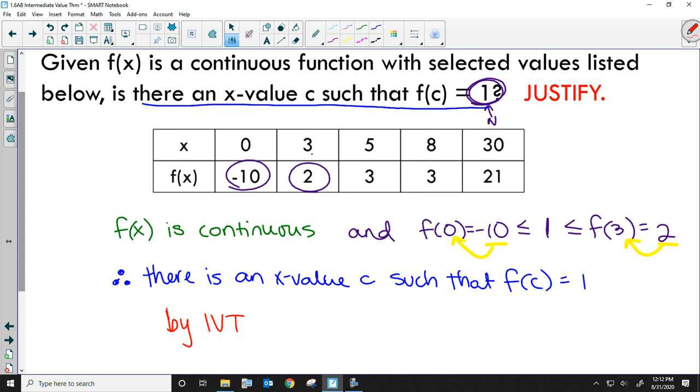So I'm looking for 4 parts to these IVT justifications. I'm looking for the continuity condition, that's in green, the inequality condition, that's in purple, the conclusion, that's in blue. You're literally just regurgitating what it asked you, and then a nod to IVT, that's in red.